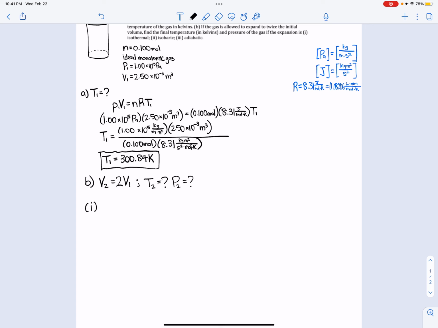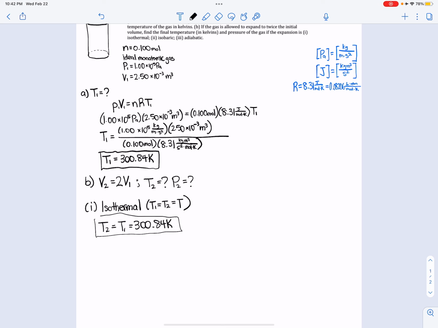Okay, so isothermal, and that just means there is no change in temperature. So T1 would be equal to T2, which is a constant, and let's just call that T. Right away, I already know I can solve for T2 without even trying, just because I know that T1 equals T2. It's isothermal. So T2 is equal to T1, which is equal to 300.84 Kelvin. That's what we solved for in part A.